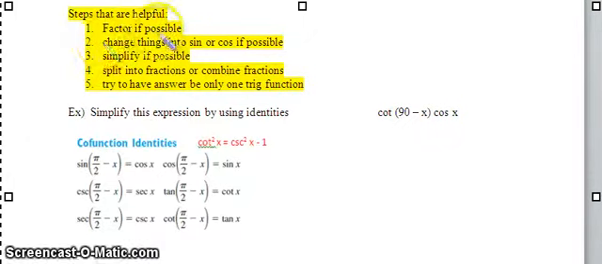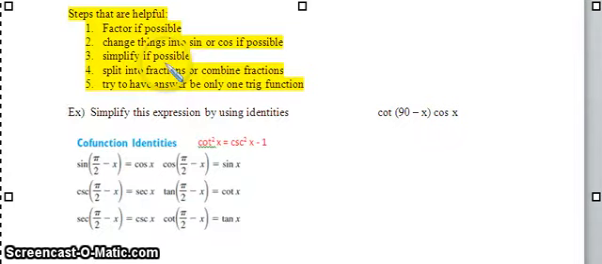1 is factor if possible. 2 is changing all of your identities into either a sine or a cosine, because you'll notice on the formula sheet those are the identities that we have the most of. And if we have the most of those, it's very likely that by plugging a sine or a cosine into your problem, you're going to be able to get it to reduce down to something else.